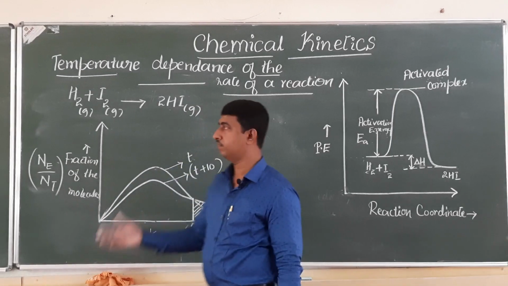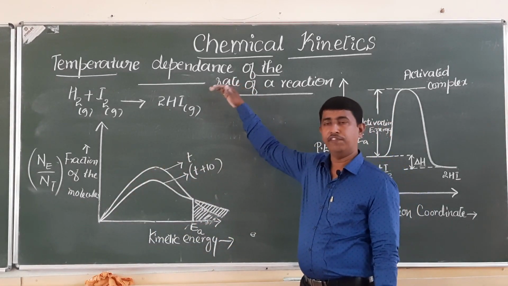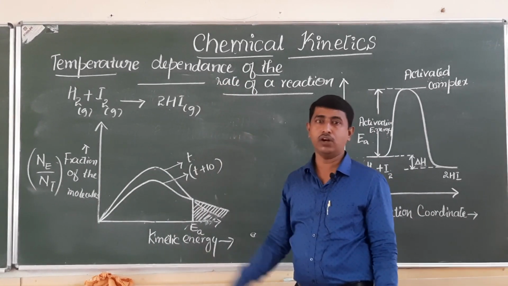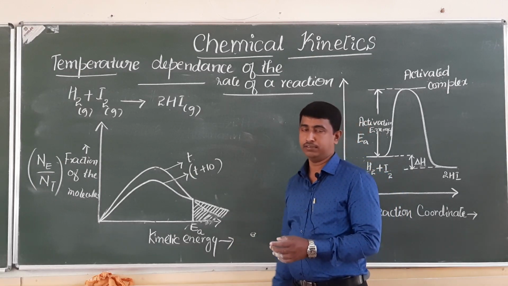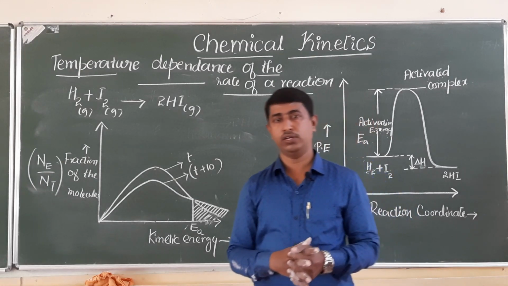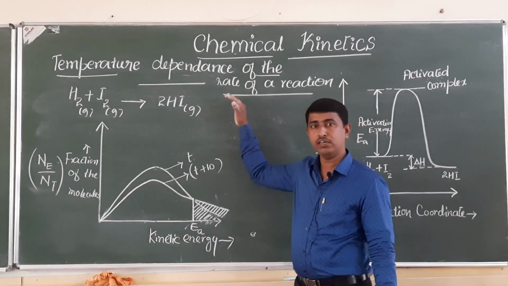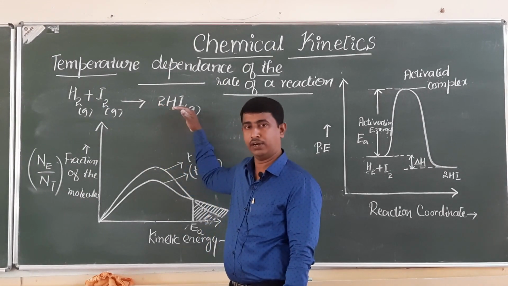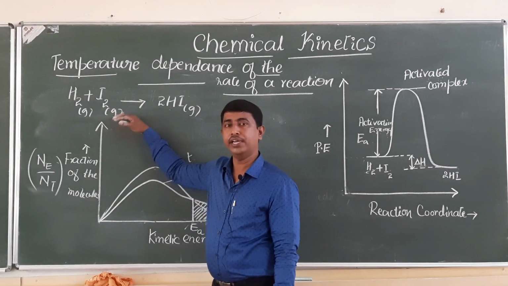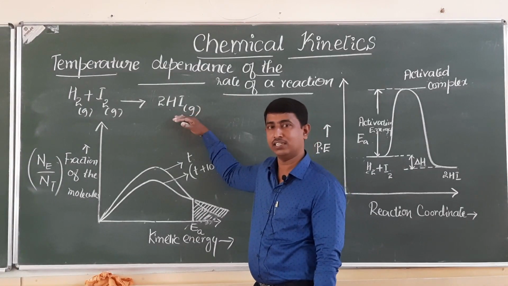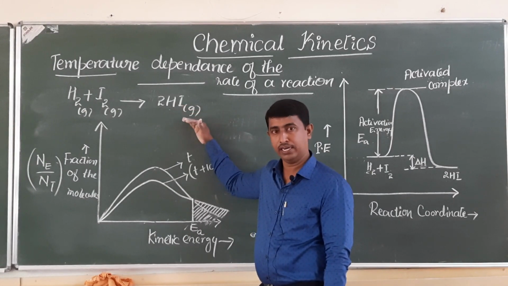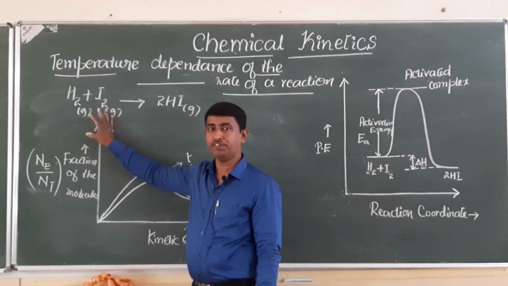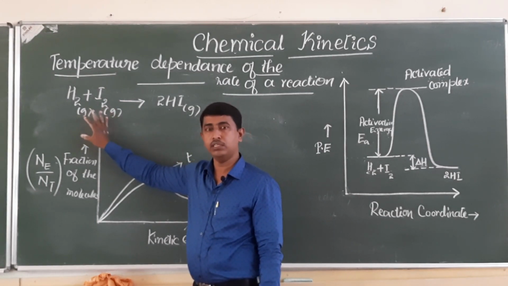Let us explain it once again from the beginning. We started from Arrhenius theory. According to Arrhenius, a chemical reaction is due to collisions of the reactant molecules. We considered a simple reaction, that is formation of hydrogen iodide, hydrogen combining with iodine forming hydrogen iodide. This reaction is possible only when a molecule of hydrogen collides with a molecule of iodine.